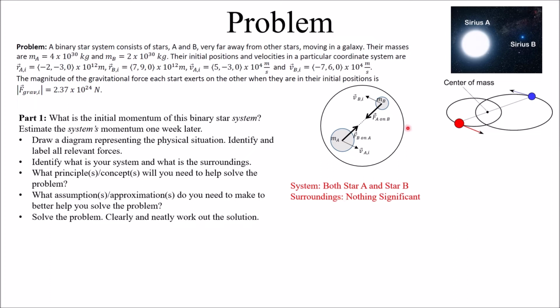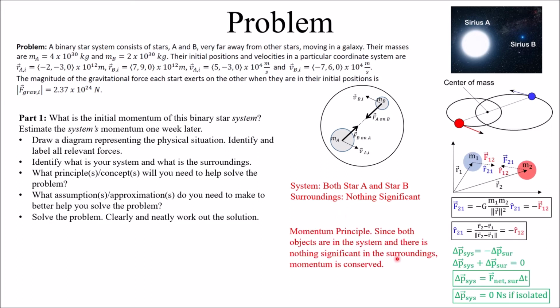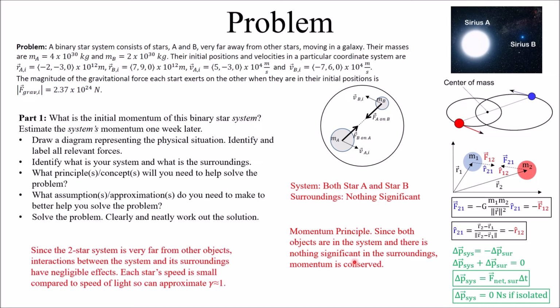We can set the system, in this case, to be both stars, because they want us to estimate the system's momentum a week later, and they're talking about the whole system as a whole. The surroundings in this case would be nothing significant. We can assume that it's isolated and no other stars or planets are nearby enough to affect it. Obviously that's a pretty big assumption, but we're going to use the momentum principle, and we'll look at that formula that we talked about earlier along with the idea of momentum conservation.